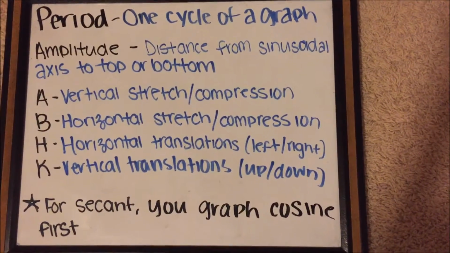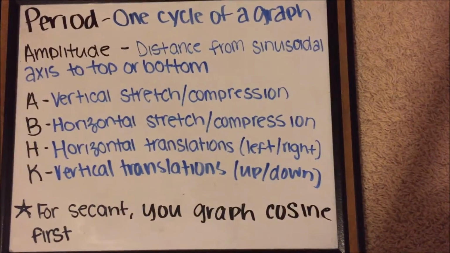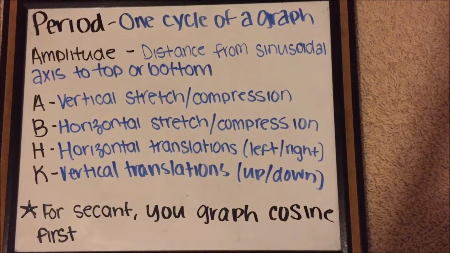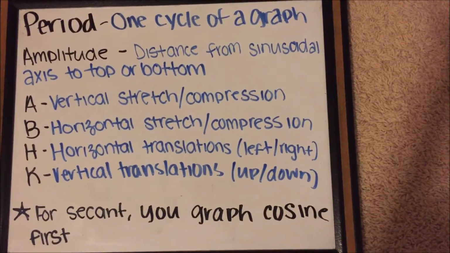And within the equation, we have our A, B, H, and K. A is our vertical stretch or compression. B is the horizontal stretch or compression. H is a horizontal translation, so that's left or right. And K is our vertical translation, up and down. And a quick note is for secant graphs, you graph cosine first. And for cosecant, you would graph the sine.